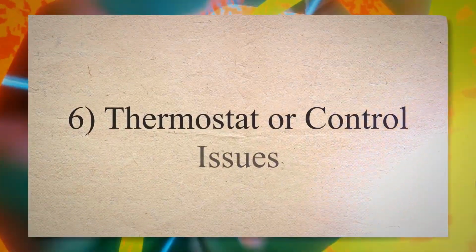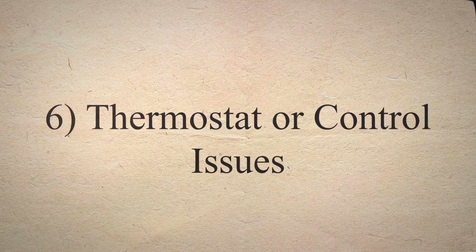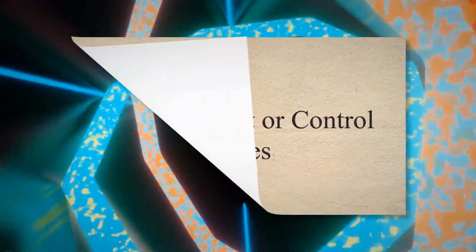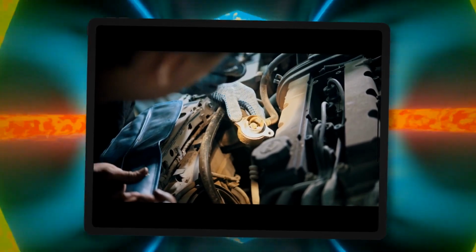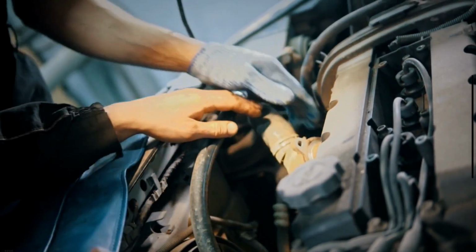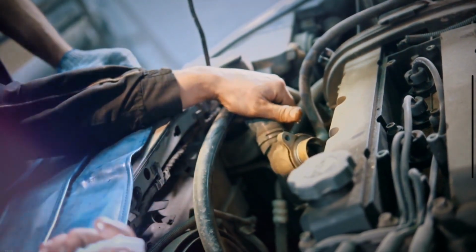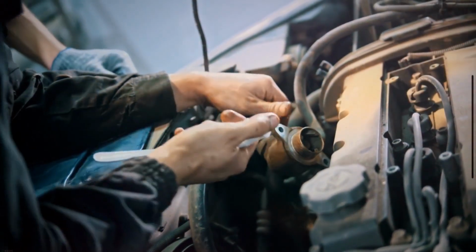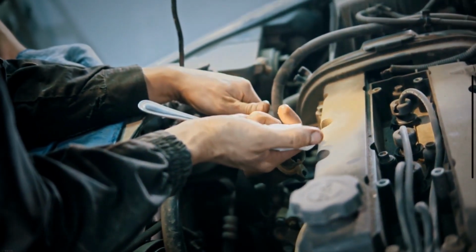6. Thermostat or control issues. Problems with the thermostat or the controls that regulate the air conditioning system can prevent it from functioning correctly. This can include issues with temperature control, mode selection, or fan speed.